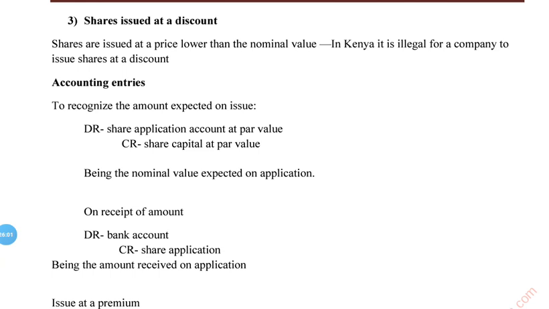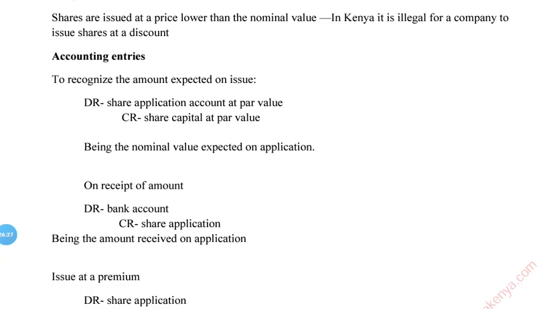So accounting entries, to recognize the amount expected on issue, we debit the share application account at par and we credit the share capital at par value. This is being the nominal value expected on application. On receipt of amount, we debit bank, we credit share application. And that one is being the amount received on application.